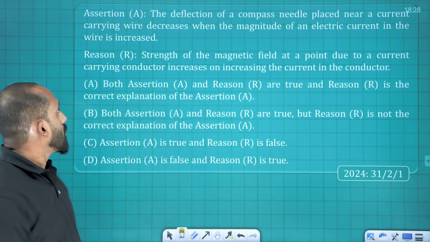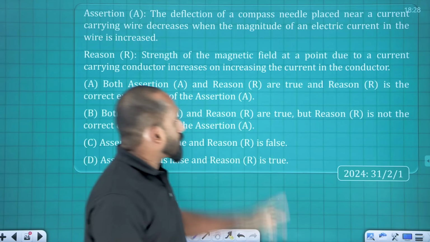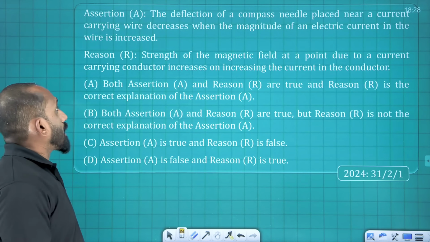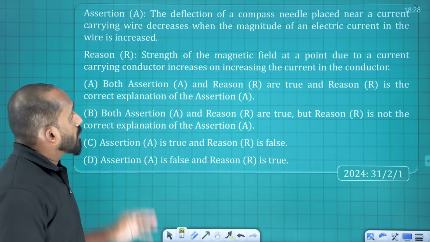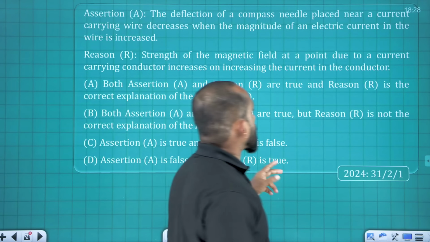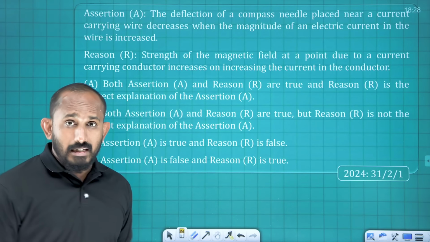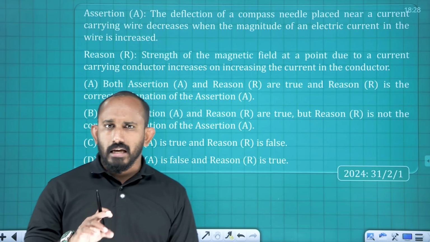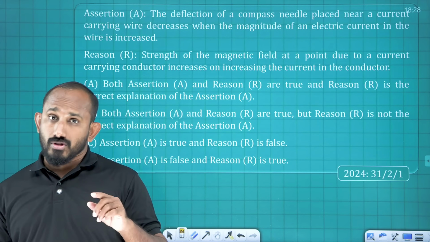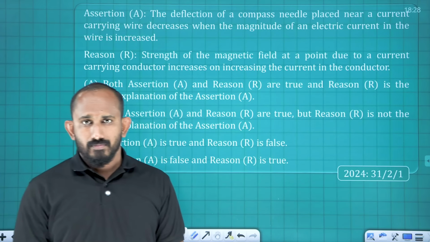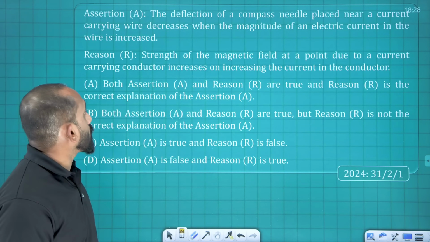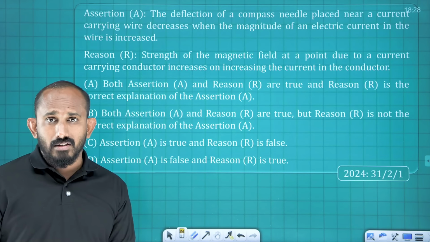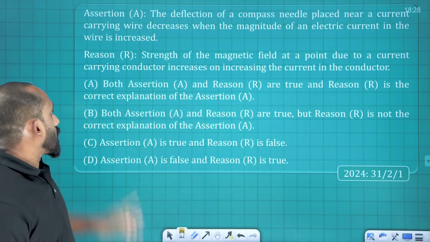Assertion reason again. The deflection of a compass needle placed near a current carrying wire decreases when the magnitude of an electric current in the wire is increased. That is wrong, is it? If the magnitude of the current is increased, it becomes a stronger magnetic field. Is it? So the deflection has to increase. So the assertion is wrong.